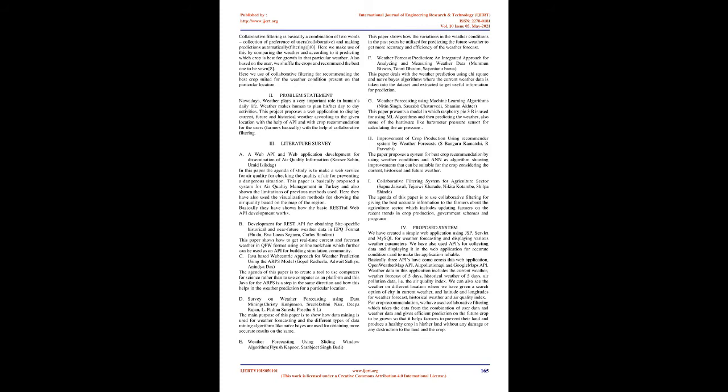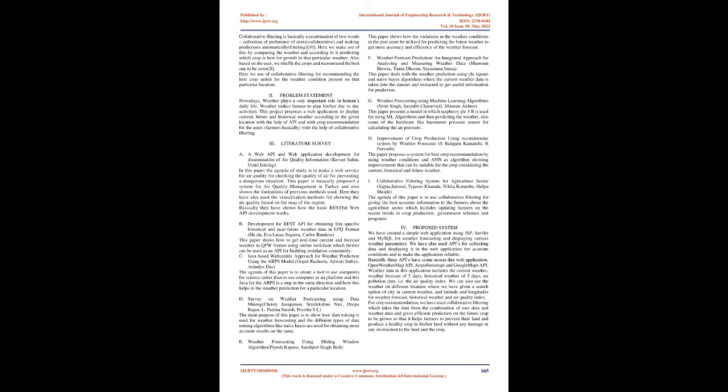This paper deals with weather prediction using chi-square and naive Bayes algorithms, where the current weather data is taken into the dataset and extracted to get useful information for prediction. G. Weather forecasting using machine learning algorithms, Nitin Singh, Saurabh Chaturvedi, Shamim Akhtar. This paper presents a model in which a Raspberry Pi 3B is used for running ML algorithms and then predicting the weather, also with some hardware like a barometer pressure sensor for calculating the air pressure.